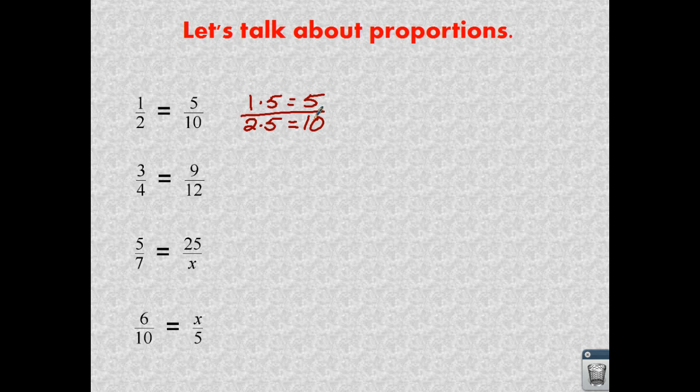Well, what do you see in the second proportion? How did you get from 3 to 9 and 4 to 12? Is there any relationship there? Yes, you multiplied by 3. You took 3 times 3 to get 9, and 4 multiplied by 3 to get 12. And if you think about it backwards, how do you simplify 9/12? Well, you would divide both sides by 3, and you would end up back at your 3/4.